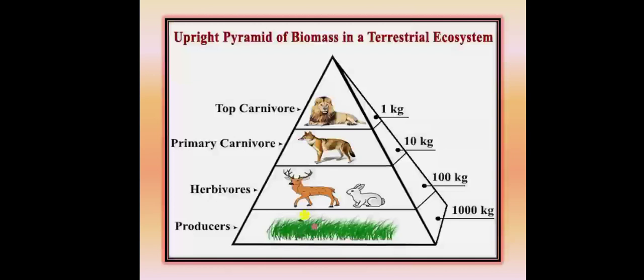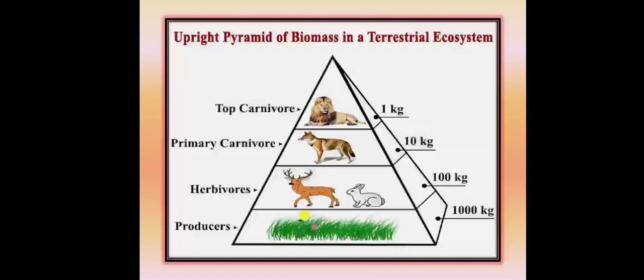So here, at the broader base there are the producers or grasses, which have biomass of up to 1000 kilograms. Then the herbivores, the primary consumers, which depend upon and eat these grasses, have 100 kg of biomass. Then the primary carnivores or secondary consumers, which feed upon the herbivores, have 10 kg of biomass. And again the top carnivores or tertiary consumers, which feed upon the primary carnivores or secondary consumers, have only 1 kg of biomass.